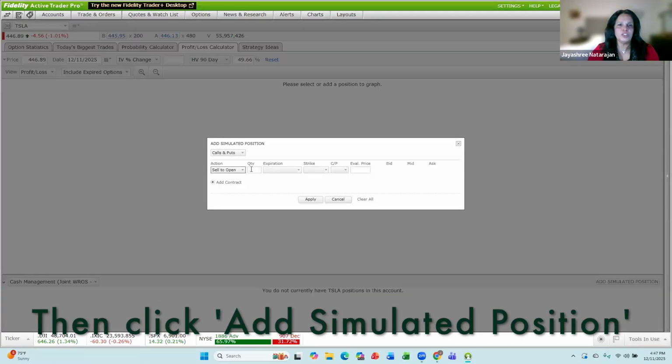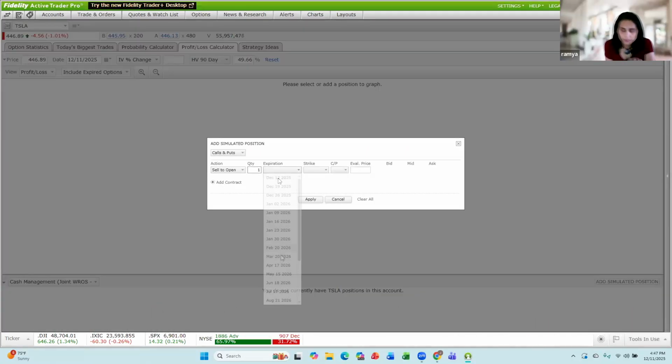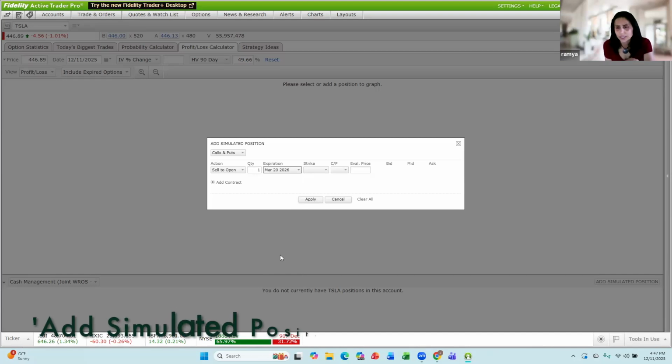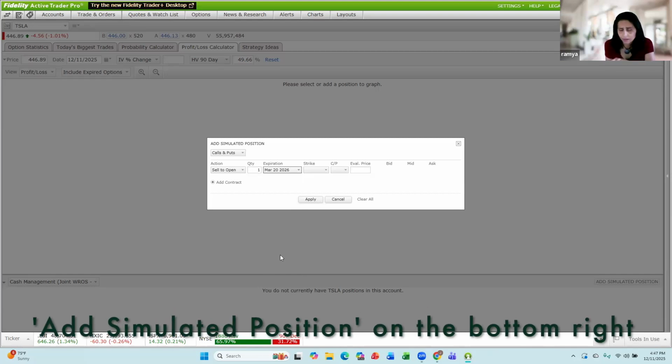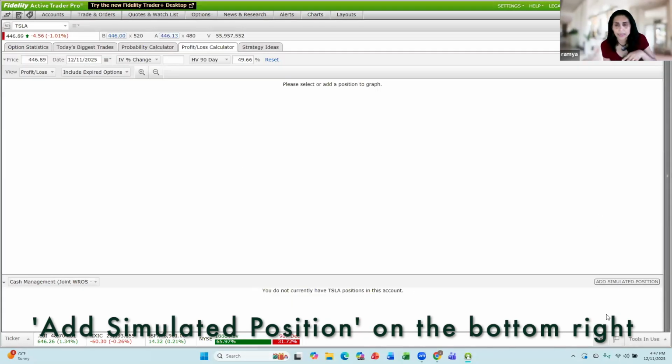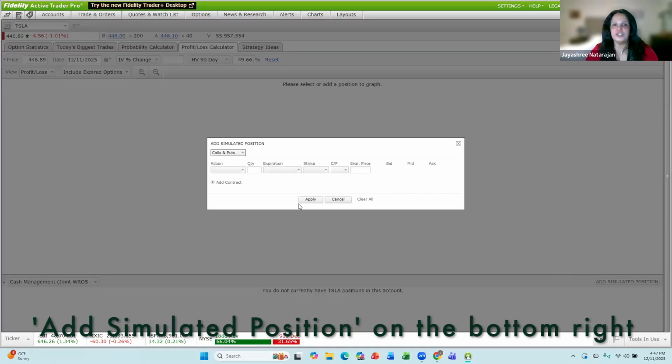So this is one thing I wanted to just point out. The add simulated position is a very small clickable box which is on the bottom right of the screen. I remember when I initially started off, I struggled to find that. Let me show you. So as you can see, this is my cash account. I'm choosing the add simulated position here.